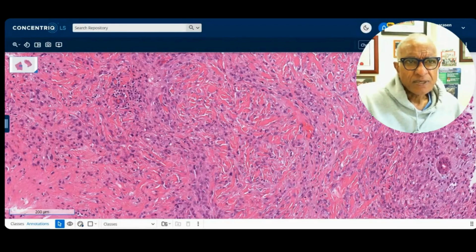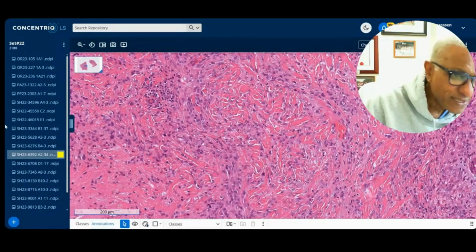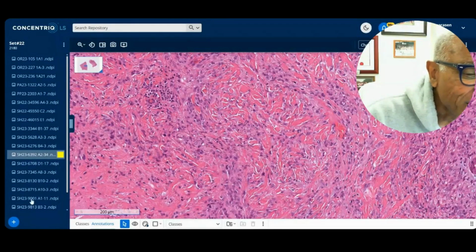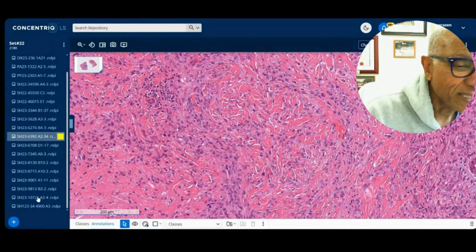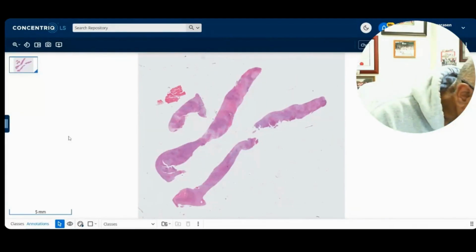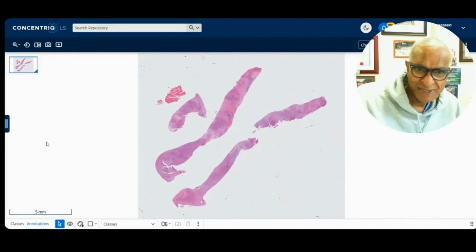Okay, let's go then to another case. The next one I have for you is 10721. Oh, really? I don't find it here. Oh, there it is. Sorry, my bad. Okay, here we go. 57-year-old female, and this is a soft tissue mass of the right shoulder.